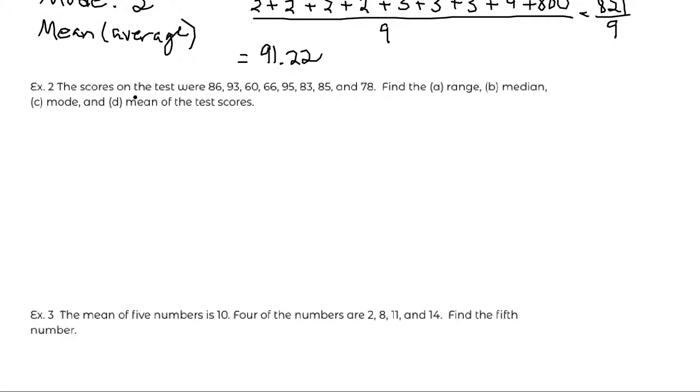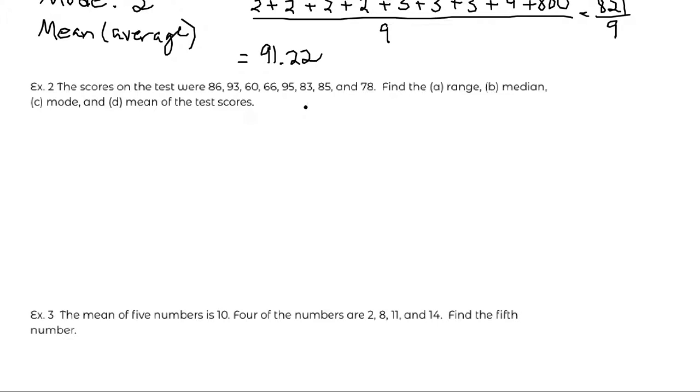So this one says the scores on the tests were 86, 93, 60, 66, 95, 83, 85, and 78. Find the range, the median, the mode, and the mean. So the first thing you want to do is put them in order from least to greatest, and then try to find those 4 things. So stop the video and come back.